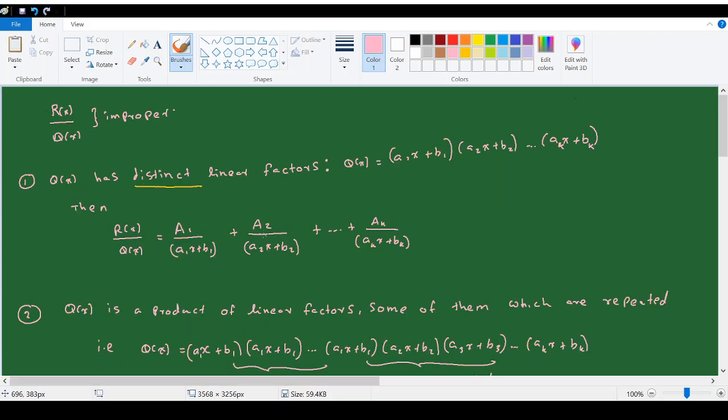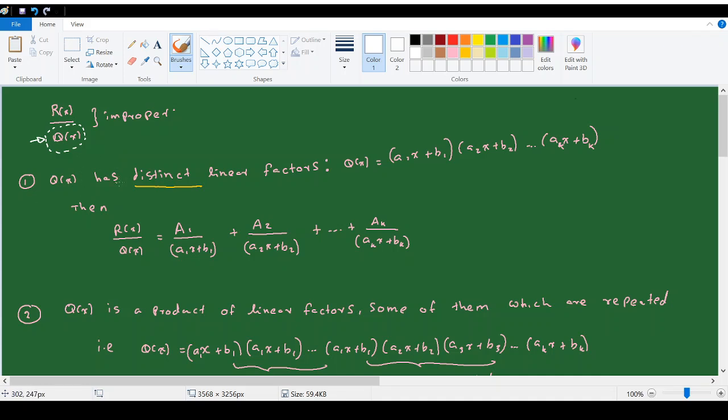For an improper fraction, we should carefully see under which category this improper fraction falls. So for those methods or categories, the first one is if the denominator. Now in all these four categories we focus on the denominator, right? So this is the improper fraction, and in all these four categories we focus our attention towards Q(x), right?